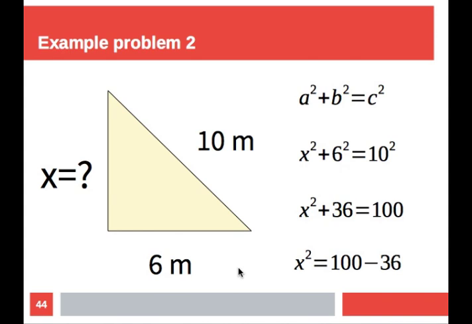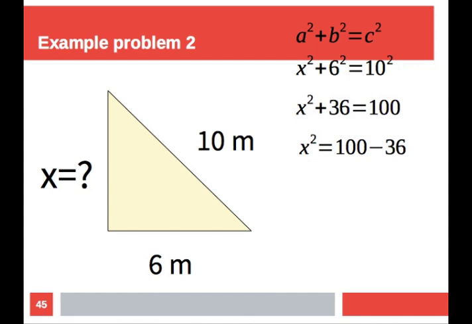Well, now we have to do some algebra. This is being added. What is the opposite of addition? Everyone says subtraction. That's right. So we get 100 minus 36. I need some more space. I need some more leg room. 100 minus 36 is 64. And what's going to be next? I have to do some algebra as well.